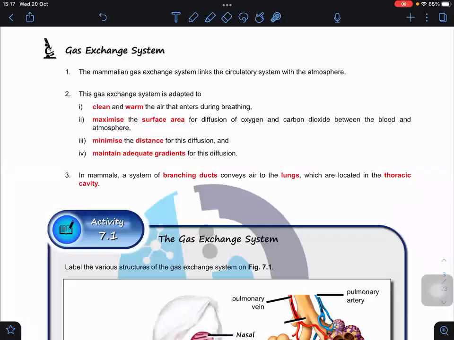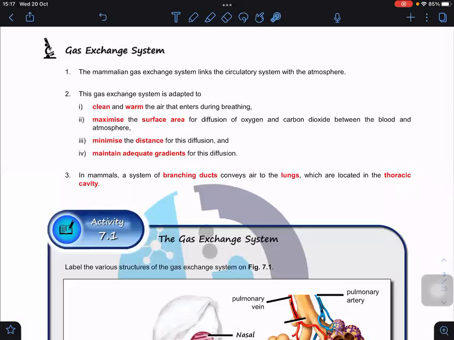Okay, so what we're going to learn here for the gas exchange system for today's lesson is quite general in terms of the distribution: how the air actually enters, first through the nose, definitely the nose. After that, the trachea. From the trachea, how it goes to the bronchi, and what are the parts of the gas exchange system we are going to look at. Okay, so first of all, we look at this mammalian gas exchange system.